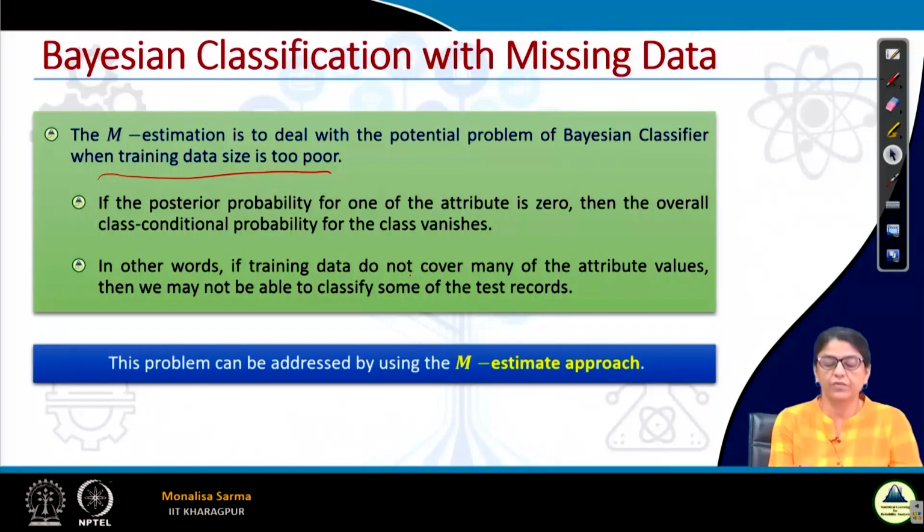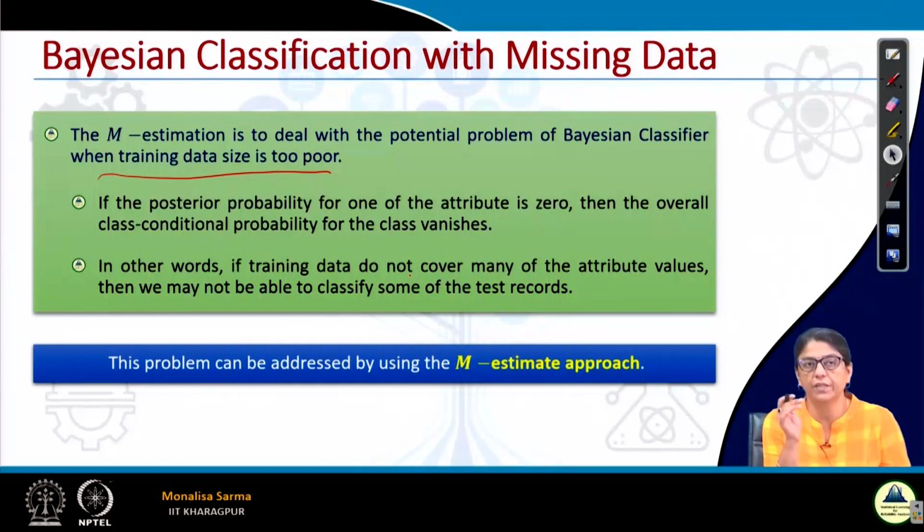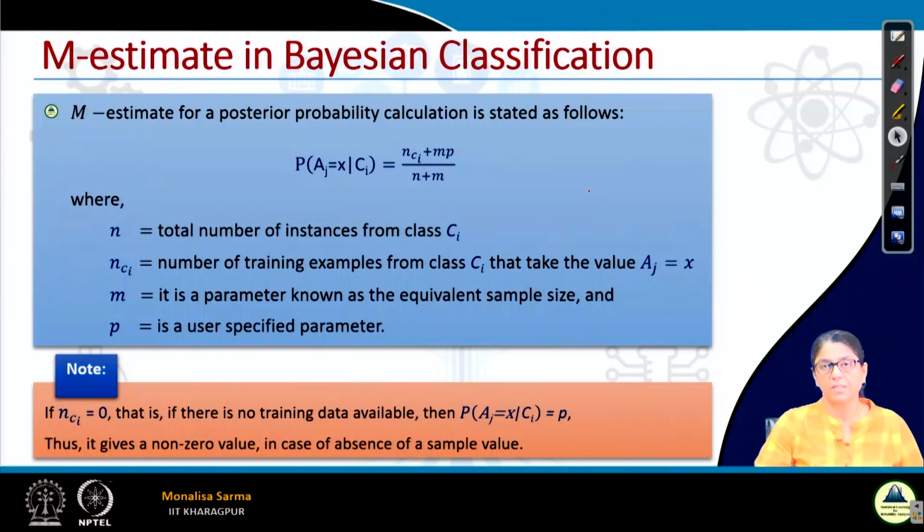In other words, if the training data do not cover many of the attribute values, then we may not be able to classify some of the test records. This problem can be addressed by using the M estimate approach. So, what is the M estimate approach?